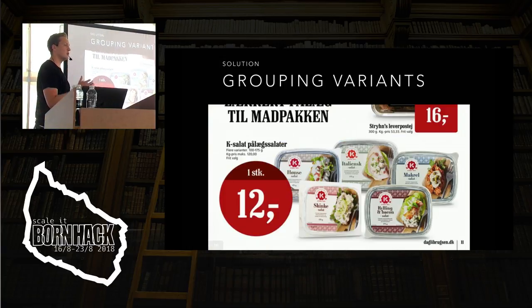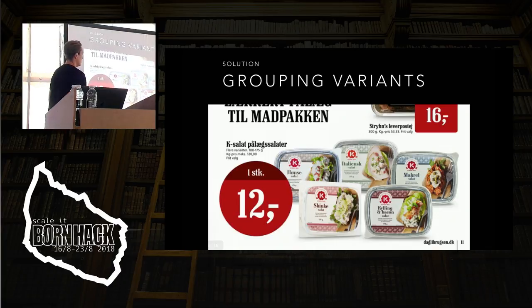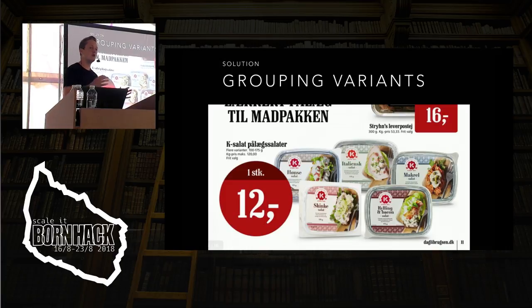So in the physical world, you would do something like this. You would group them into one offer, and then you would just say that it's K-salat, and then the price, and then you would show the different versions of that product connected to each other to avoid taking up too much space on the page, because you have to show, in this case, 5 different product images on the page. It would just mess up the entire page and distract you from the other offers.